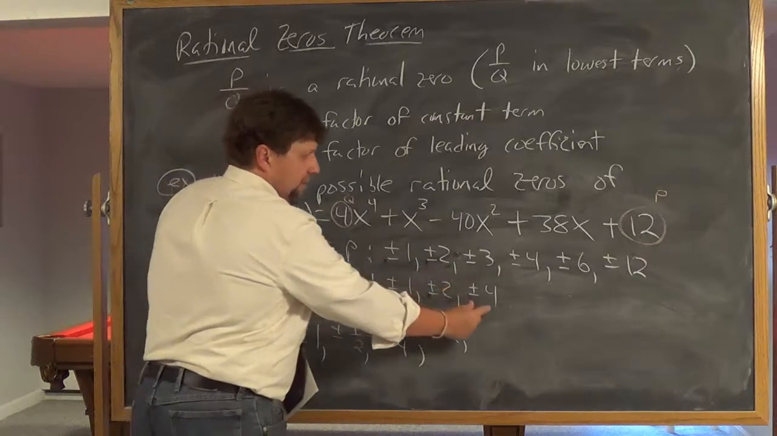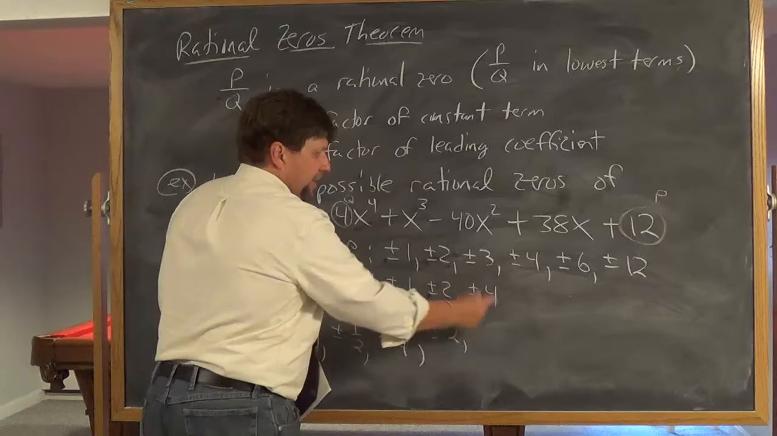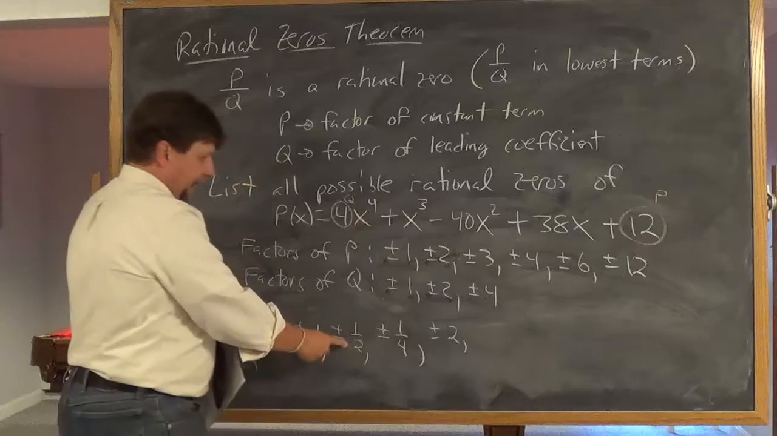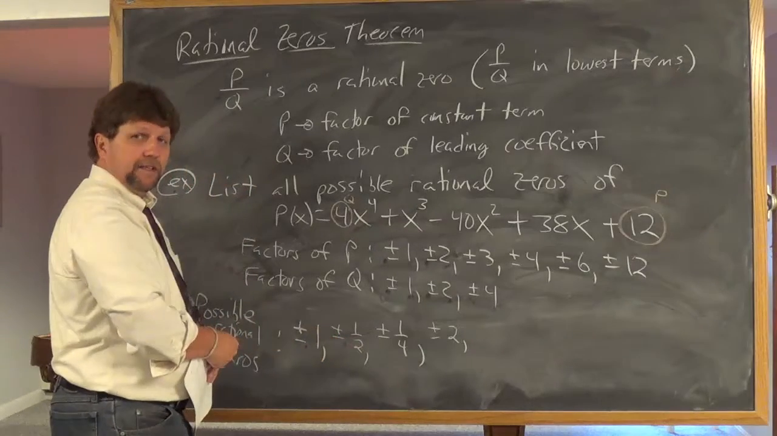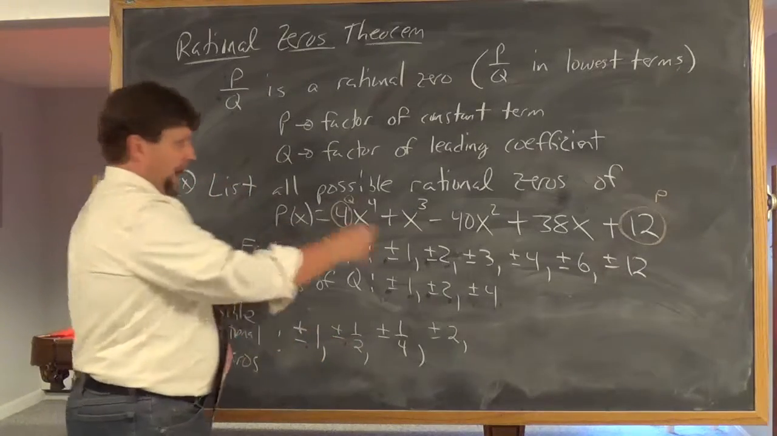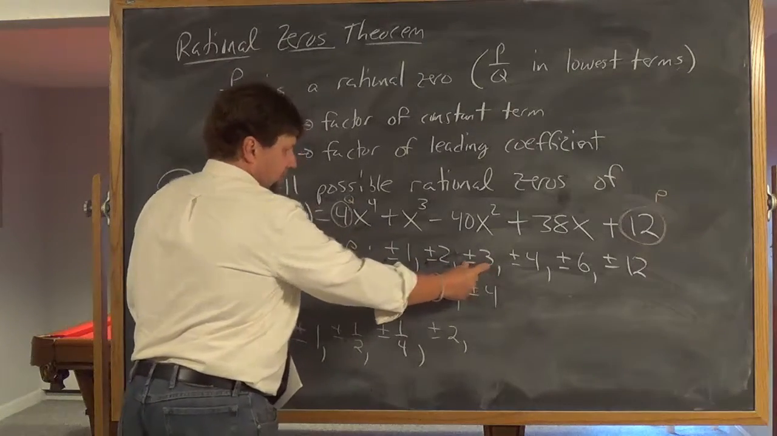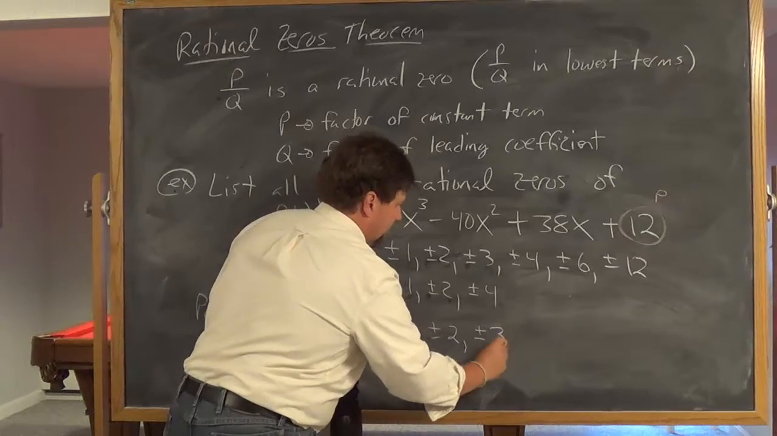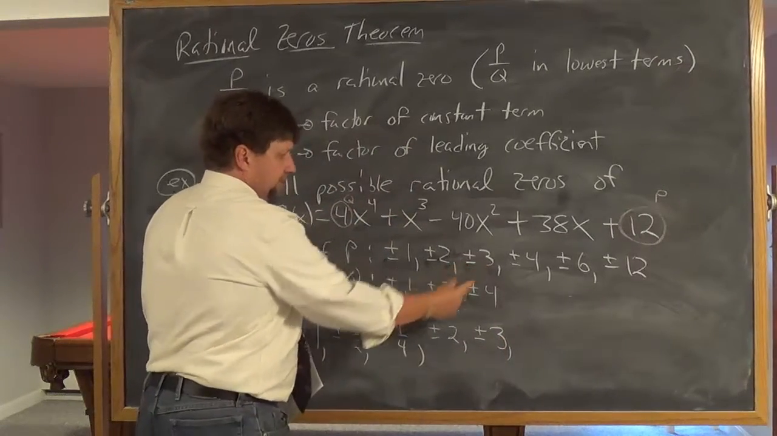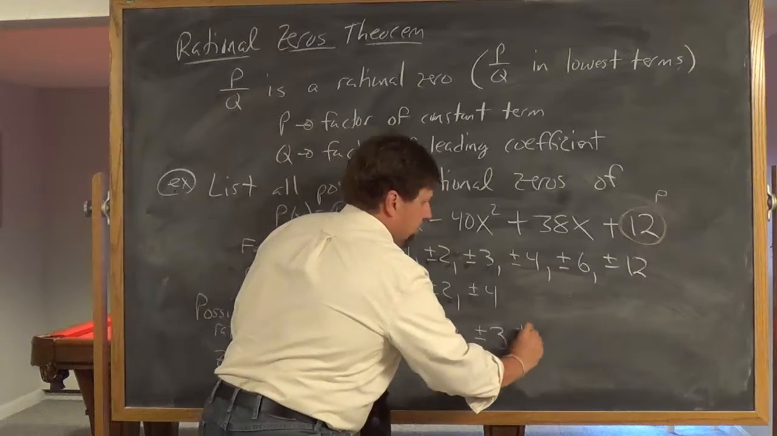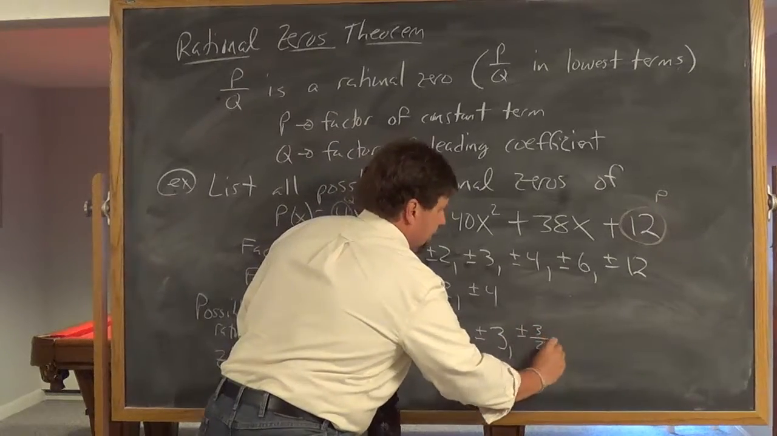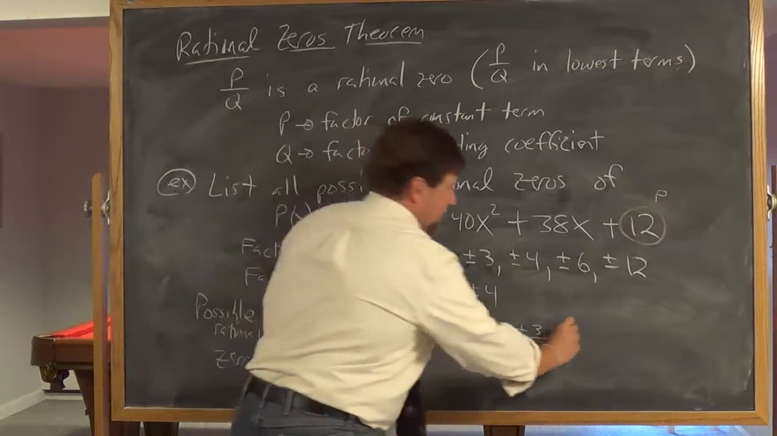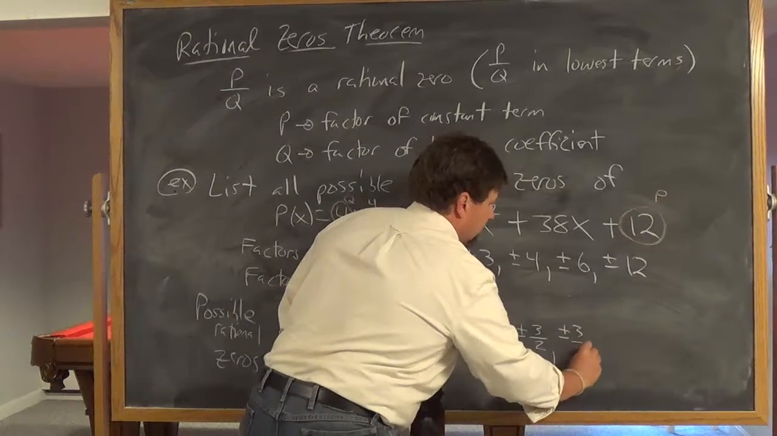Plus or minus 2 over plus or minus 4 reduces to plus or minus 1/2. I already have those listed, so I don't have to list them again. I move to the next factor of P. Plus or minus 3 over plus or minus 1 is plus or minus 3. Plus or minus 3 over plus or minus 2 is plus or minus 3/2. Then plus or minus 3 over plus or minus 4 is plus or minus 3/4.